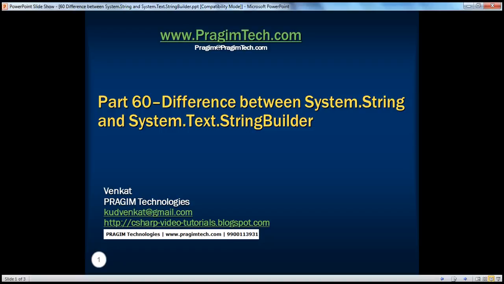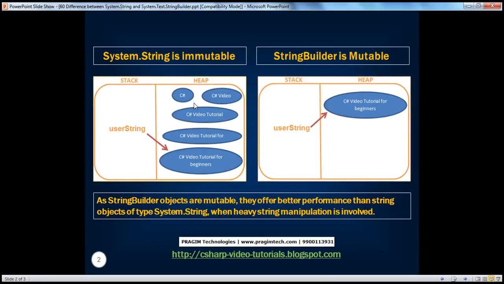In this session, we'll understand the difference between strings of type System.String and System.Text.StringBuilder. In fact, the difference is very simple. Strings of type System.String are immutable, whereas strings of type StringBuilder are mutable. So what do we mean by mutable and immutable?